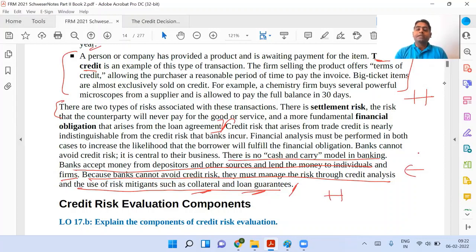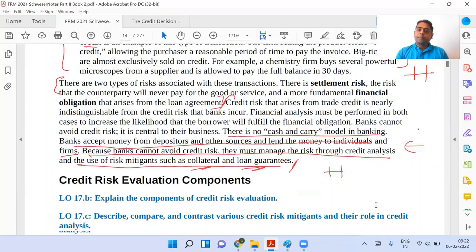Kindly read till this section. Cash and carry is similar to your cash transaction. When I go to a sabzi market and buy something, I'm paying cash and I'm getting it. So that's a spot transaction or cash transaction.